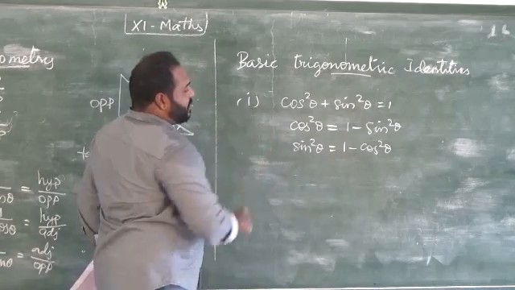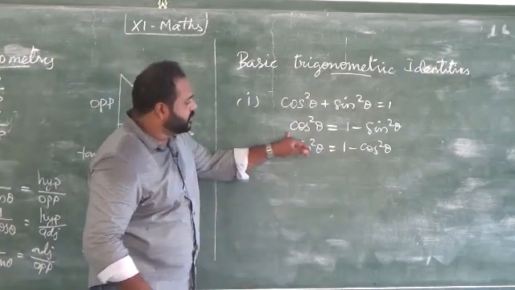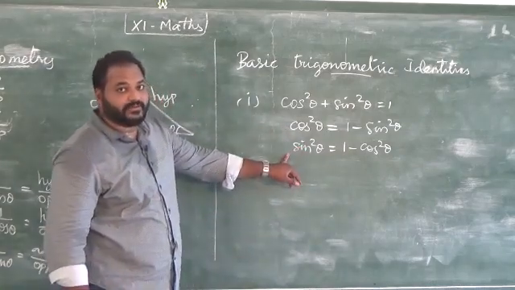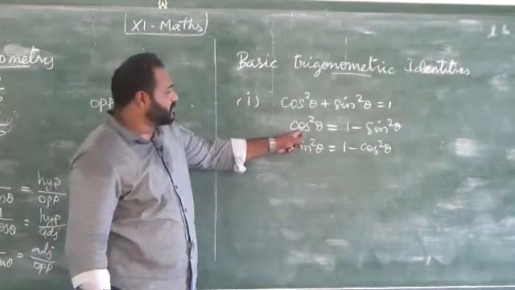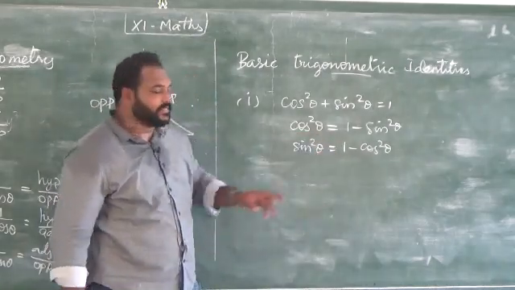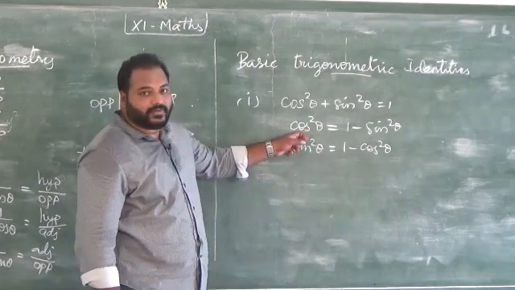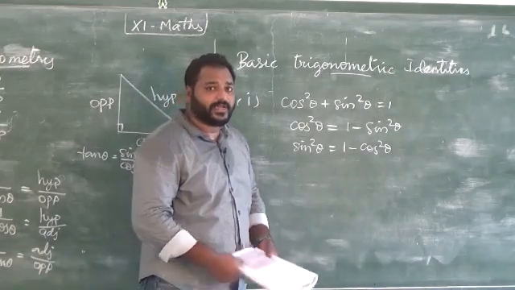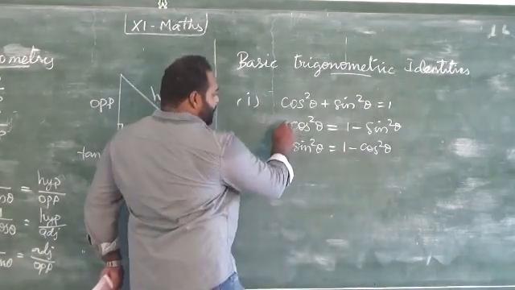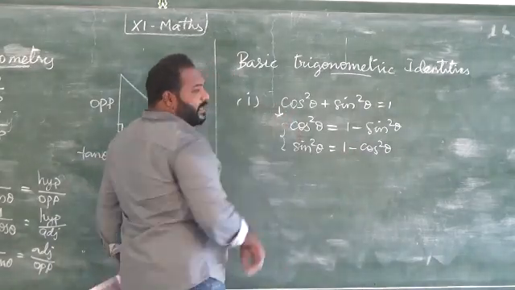So from this identity I have created 2 identities. Whenever we require these 2 identities, we can directly apply them. If you want to use this identity whenever required, you can write directly cos square theta equal to 1 minus sin square theta. So these 2 identities are derived from this identity.